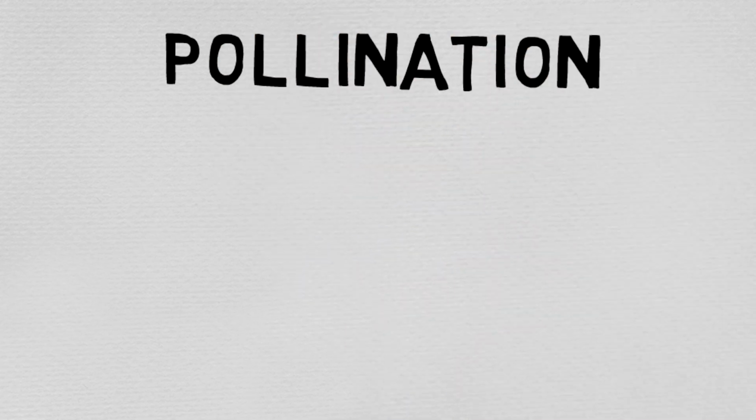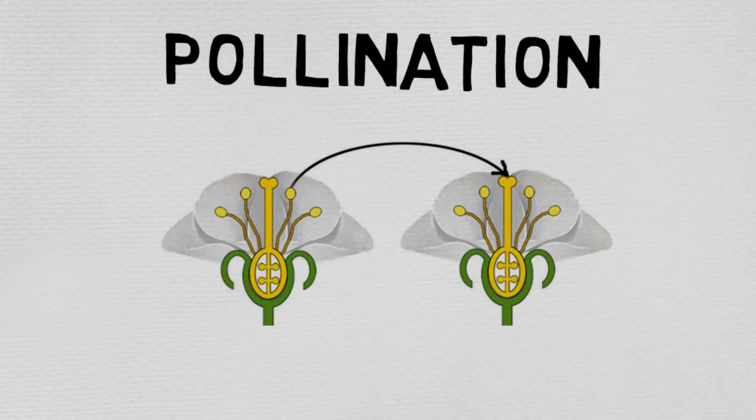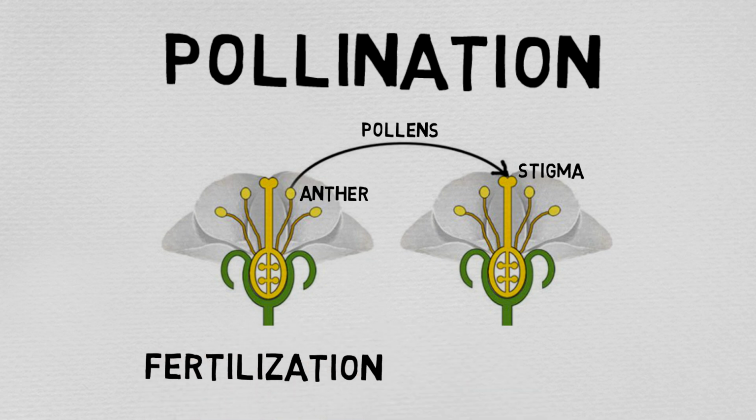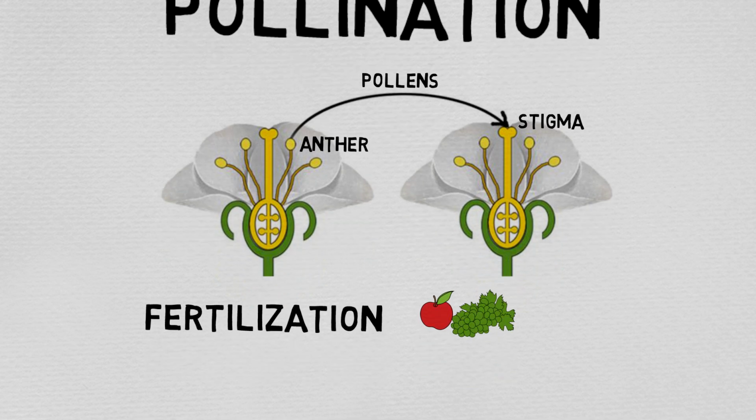Pollination. Pollination is when pollen grains from an anther, the male part of a flower, are transferred to the female part, that is the stigma of the flower, thereby enabling fertilization to take place, which in turn allows the flower to develop fruits and seeds.